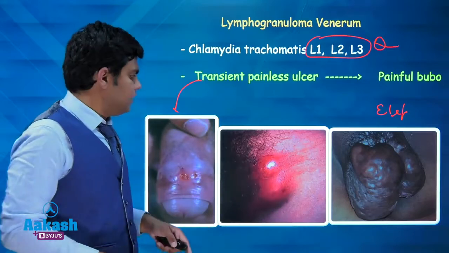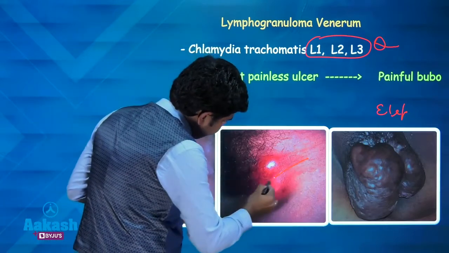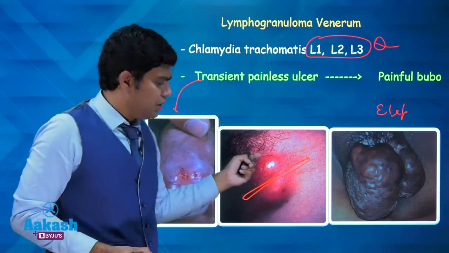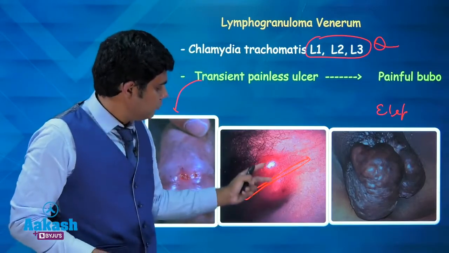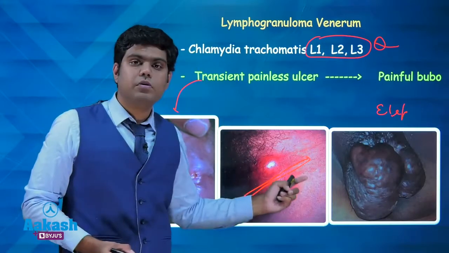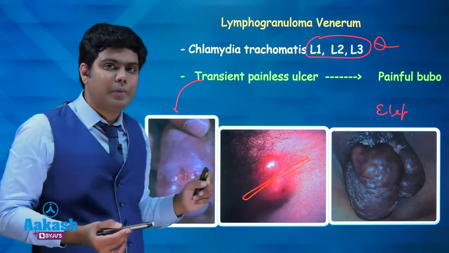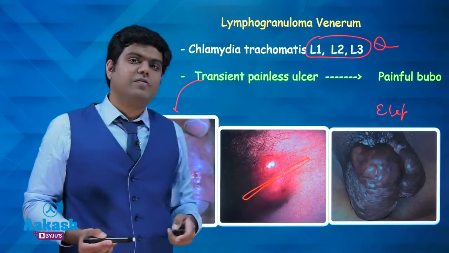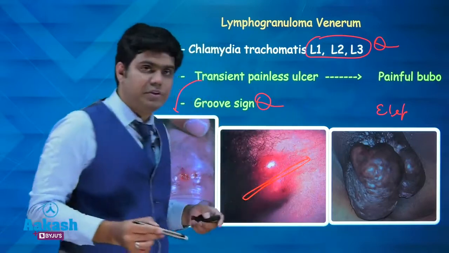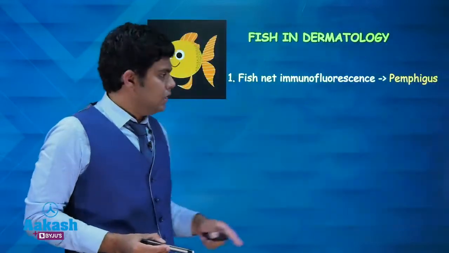So what is groove sign here then? Groove sign is because of lymphadenopathy in inguinal region and femoral region. So we got inguinal lymphadenopathy, femoral lymphadenopathy, and in between there is a groove made by the inguinal ligament. So that is the groove sign of LGV, important. So write this down, groove sign is seen in LGV. This can again come as an image based question, right?